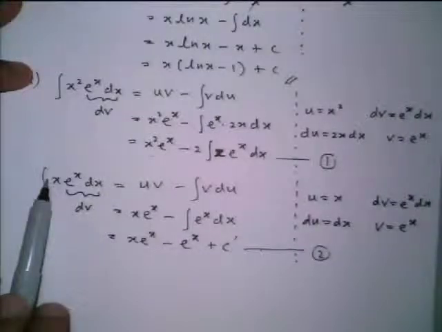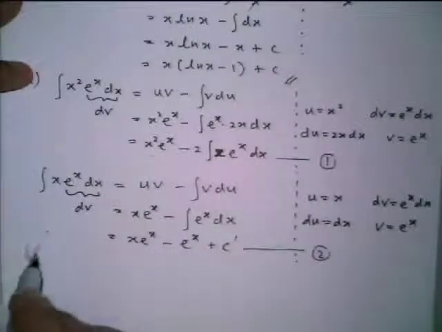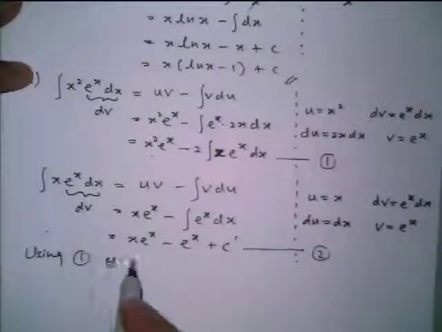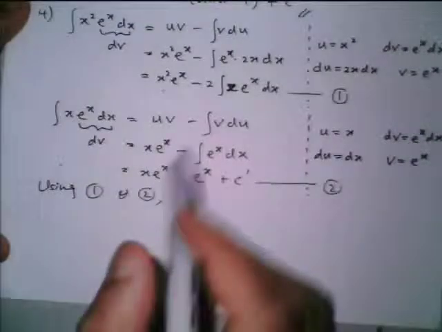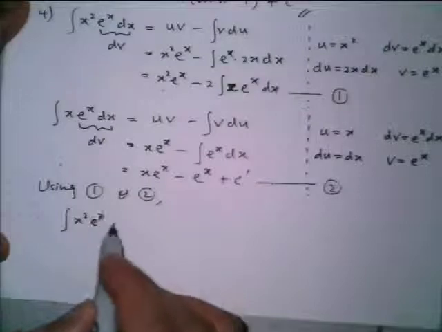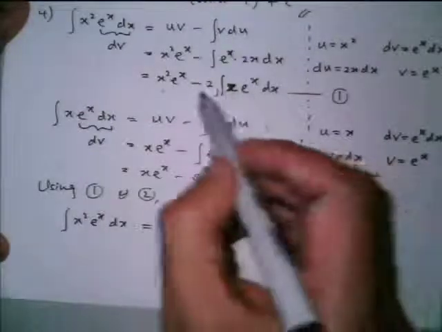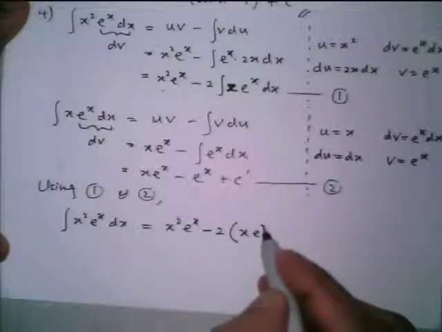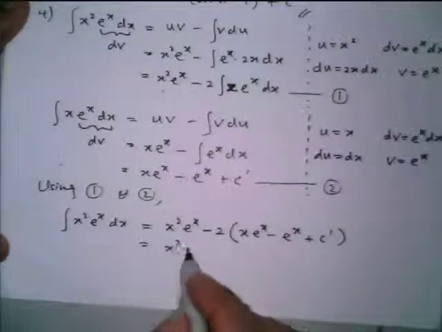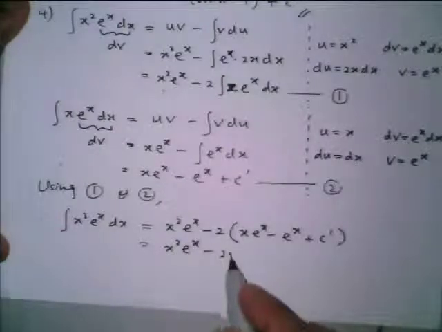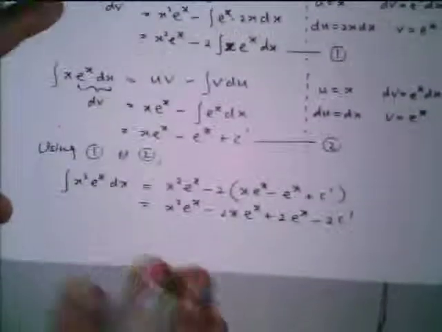Now what I'm going to do? I'm going to substitute this one for that, because this integral equals this one. So I can substitute. So I can say using 1 and 2, I can write like this. My original integral x squared e^x dx equals this part minus 2 times, I'm going to substitute that, so it's x e^x minus e^x plus c prime. So if you simplify you get x squared e^x minus 2x e^x plus 2 times e^x minus 2c prime, okay, so that's the answer.